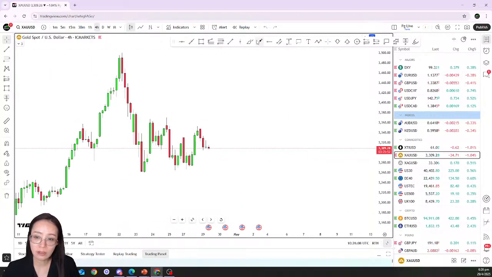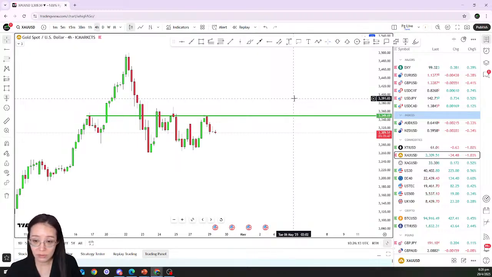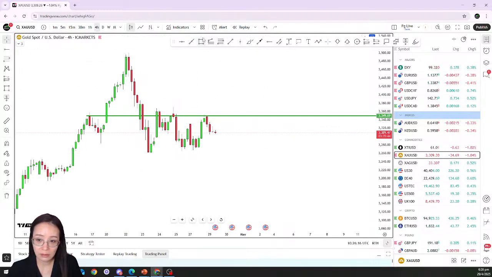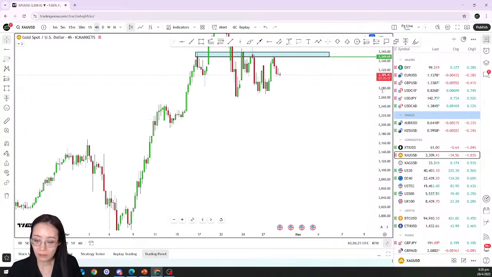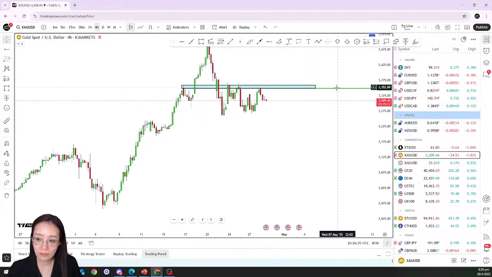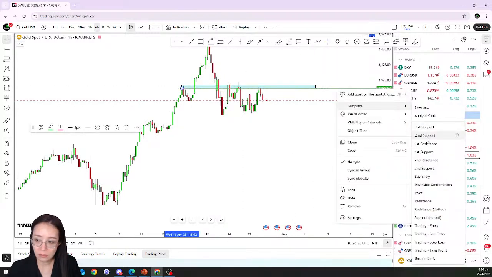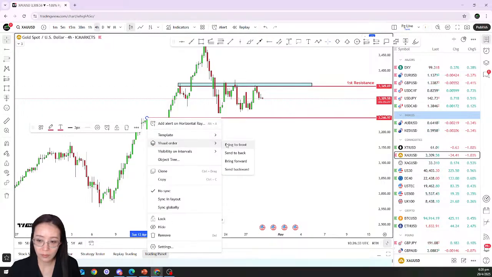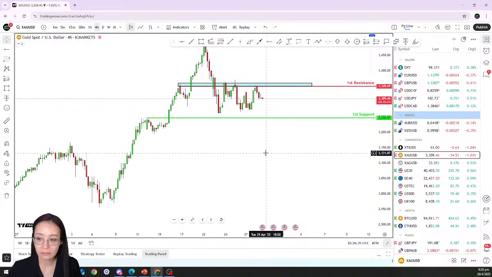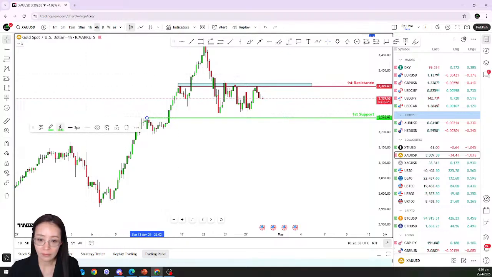Now, did anybody sell gold from this resistance level here? This is your resistance level. Okay, this zone, the wick and the body. Let's say if you don't have any position for gold, maybe we wait at this level to buy for support. First support.